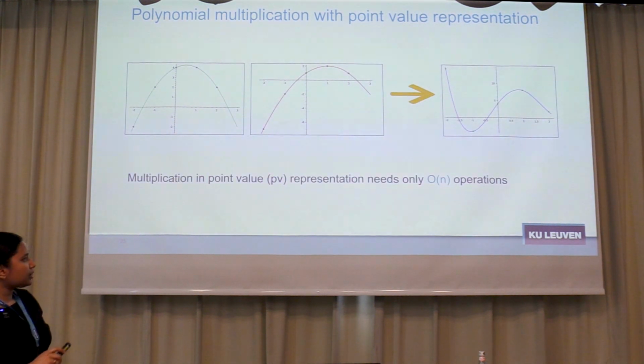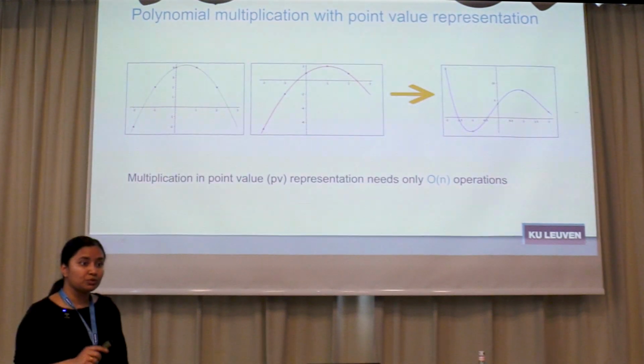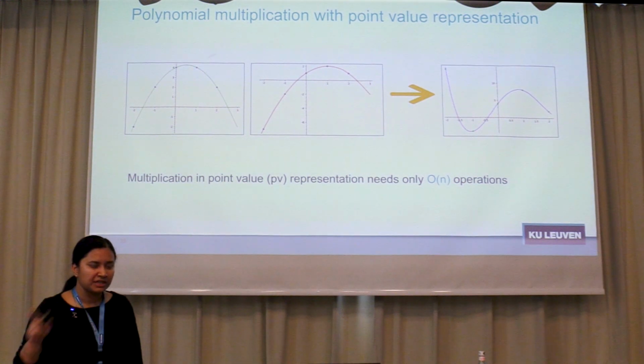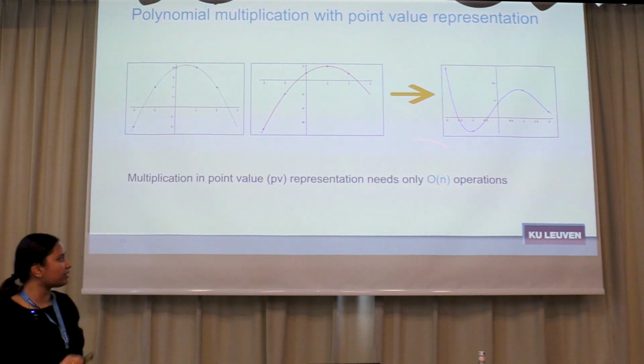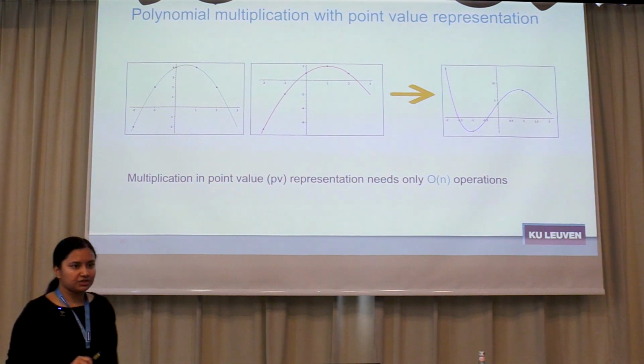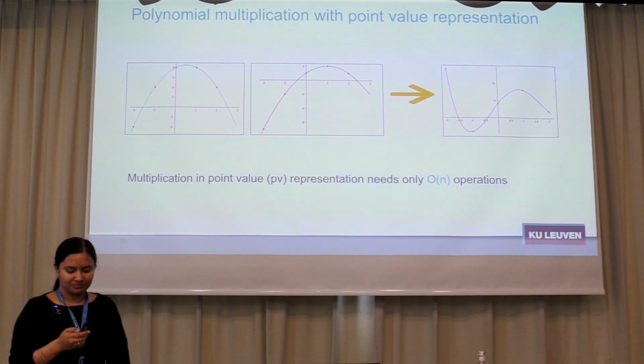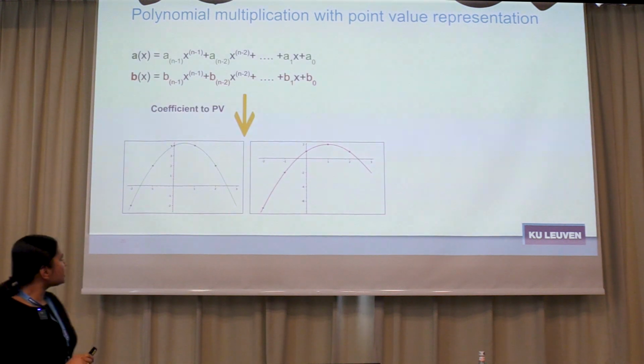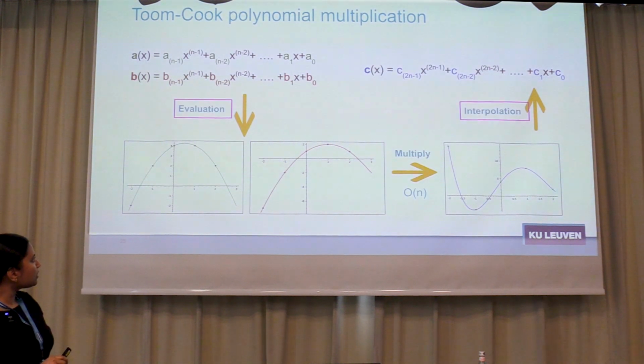So with the point-value representation, even though we have to do 2n minus 1 point multiplications, it still remains order n, right? Because it's not exponential, it's not n squared, it's 2n minus 1.